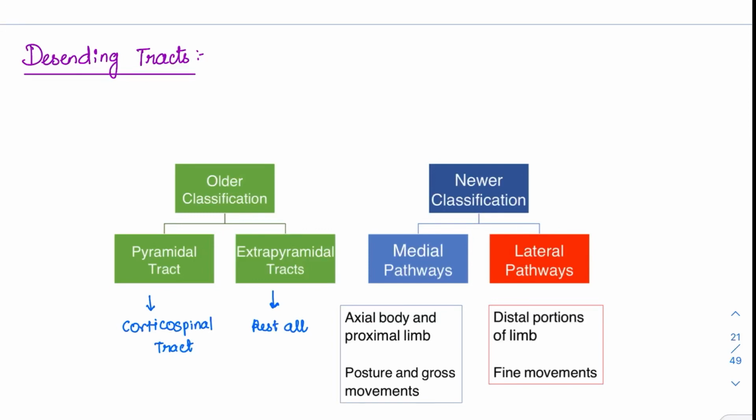Descending tracts: now the motor cortex has formed a motor plan. Once the motor plan is formed, it has to send its impulses to the lower region through the tracts, and finally it has to reach the spinal cord, and from the spinal cord the nerves will exit and perform the action.